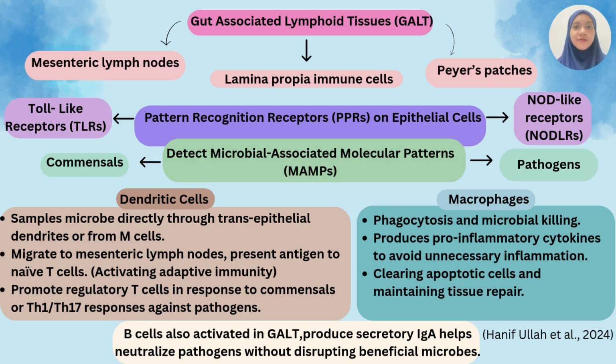Macrophages are involved in phagocytosis and microbial killing. They also produce cytokines to avoid unnecessary inflammation. They are also involved in clearing apoptotic cells and maintaining tissue repair. These cells are also activated in gut-associated lymphoid tissue. It produces secretory IgA, which helps neutralize pathogens without disrupting beneficial microbes.